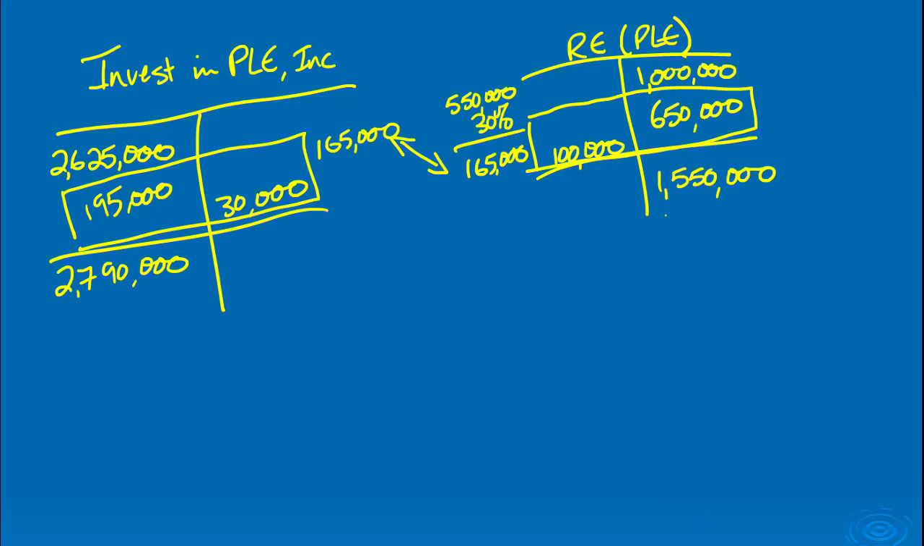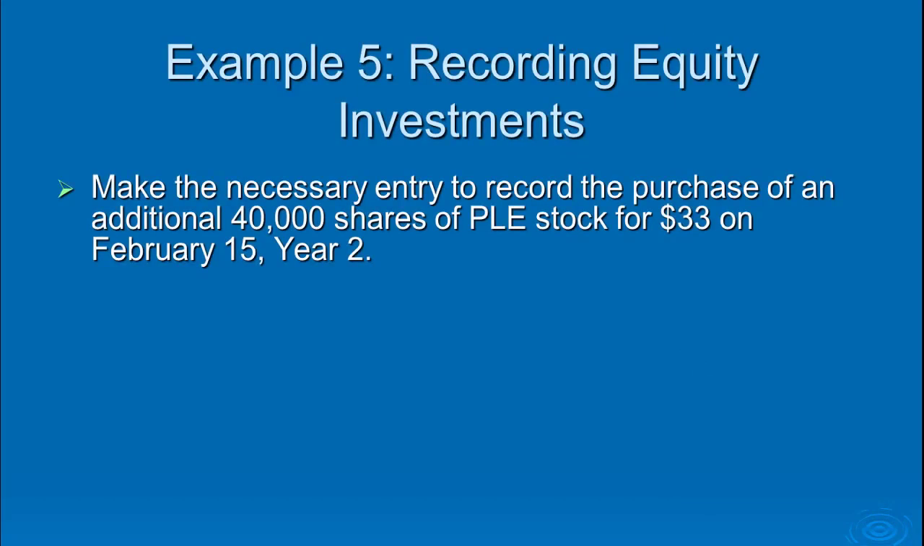Let's take a look at a couple more examples. Let's say that on February 15th of year 2, Acme purchased an additional 40,000 shares for $33 a share, and we want to make the journal entry to record this additional purchase. So really nothing out of the ordinary. 40,000 shares, $33 a share is $1,320,000. So just like we did originally, this would be investment in PLE Incorporated.